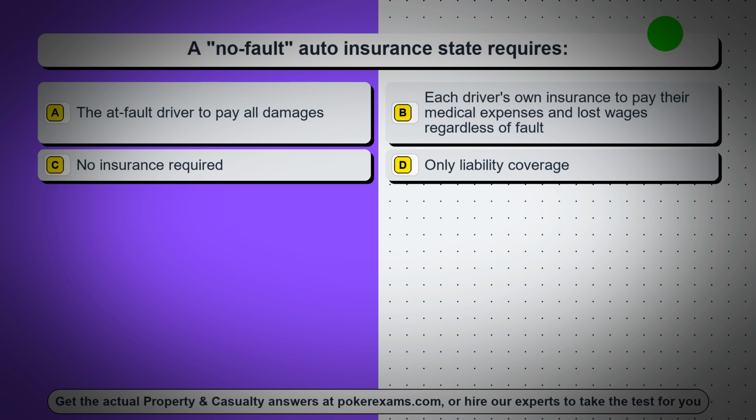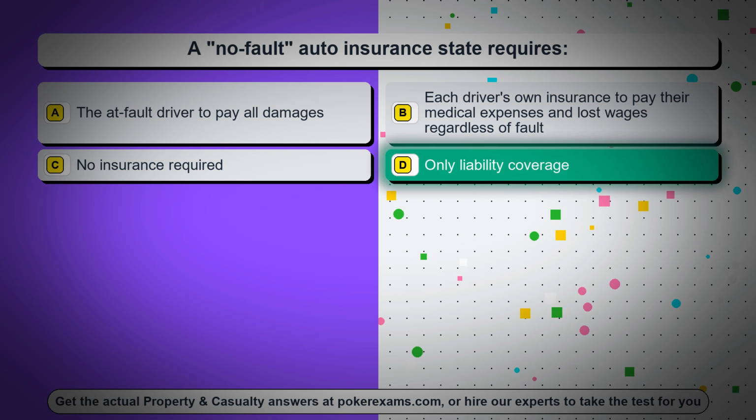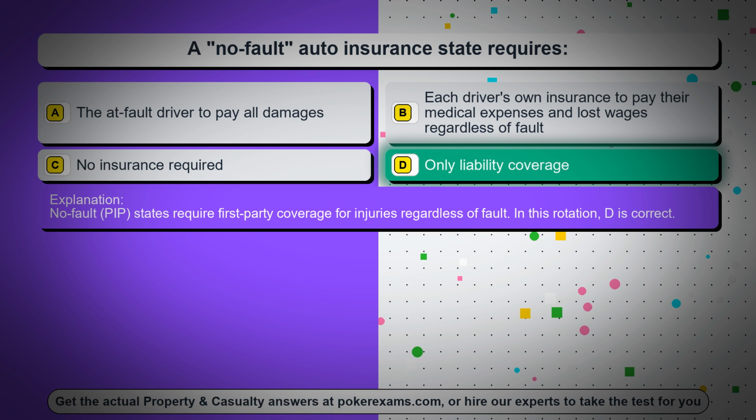Question 85. A no-fault auto insurance state requires, Option A, the at-fault driver to pay all damages. Option B, each driver's own insurance to pay their medical expenses and lost wages regardless of fault. Option C, no insurance required. Option D, only liability coverage. The correct answer is Option D, only liability coverage. No fault, PIP, states require first-party coverage for injuries regardless of fault. In this rotation, D is correct.